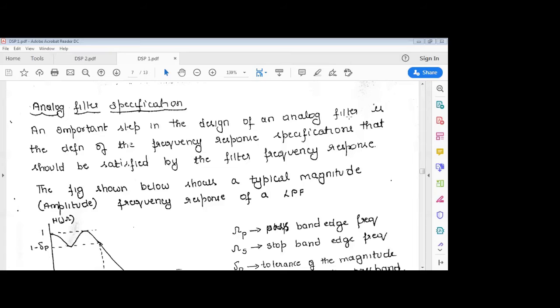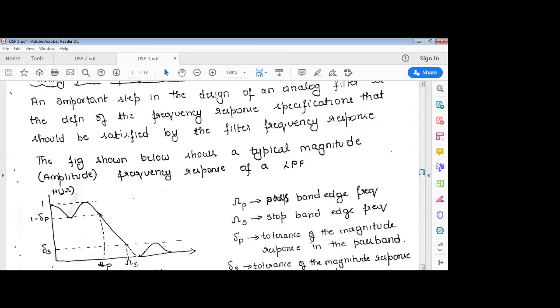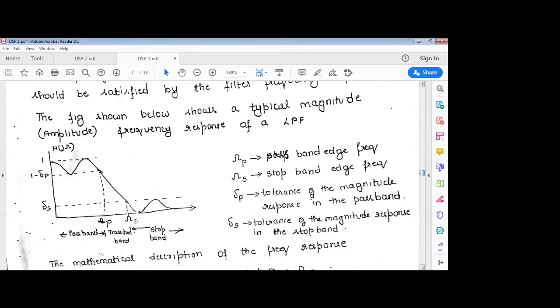Okay, so for designing a Butterworth filter, these are the parameters we have to know: the passband edge frequency, which we call omega p, the stop band edge frequency, omega s, delta p, the tolerance of the magnitude response in the passband, and delta s, the tolerance of the magnitude response in the stop band. If you plot the frequency response curve, a typical magnitude frequency response curve of a low pass filter will look similar to what we have in the figure.